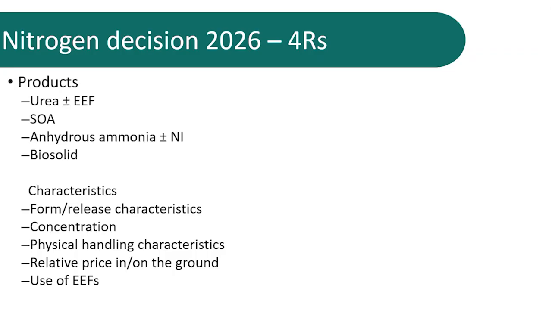So we have to make sure that they're releasing in time for the crop to be able to get at the nitrogen that they may release. So it comes down to the characteristics of the product, the release characteristics, the concentration, which feeds into logistics. If it's half the concentration, then you've got to double the rate, which means you've got to refill twice as often. That plays into the costing of it.